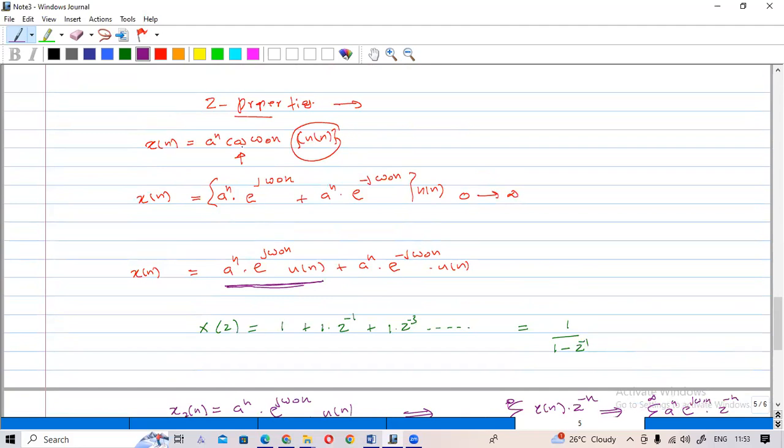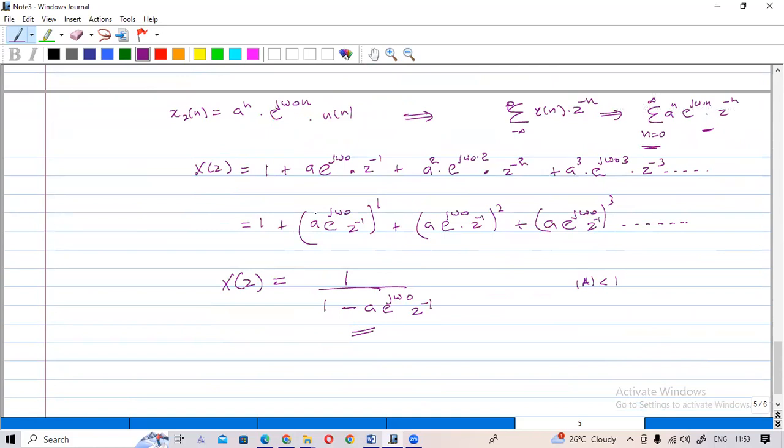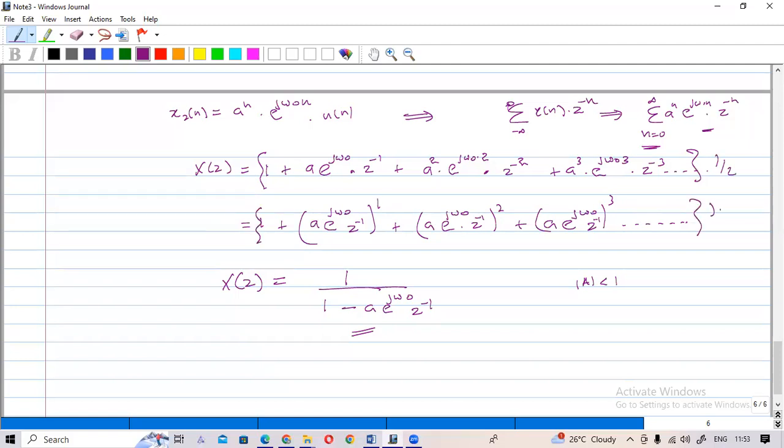Because using the Euler formula, I have to divide it by 2, and this one also divided by 2, and you can get this half here, okay? And you can get this half here, okay? And for this one also, you can get half here. The half value is there: 1 over 2. So it will be 1 over 2 times 1 minus a e to the power j omega naught z to the power minus 1, okay?